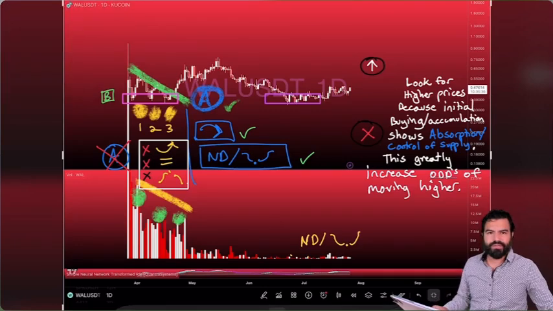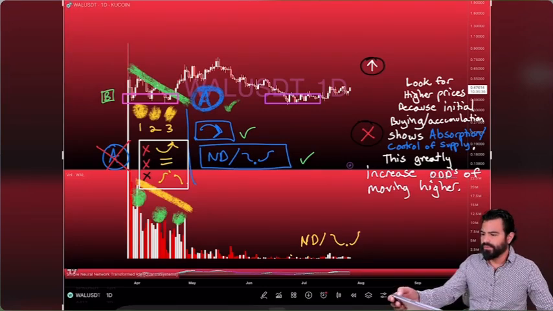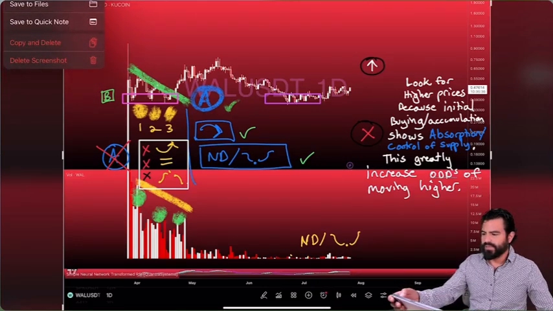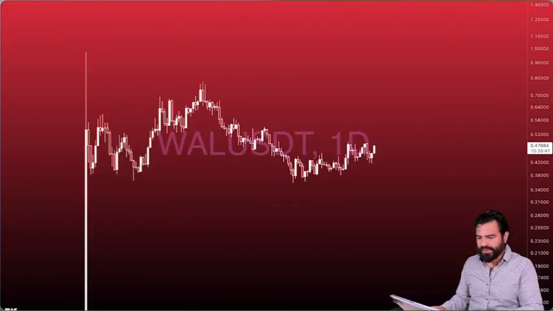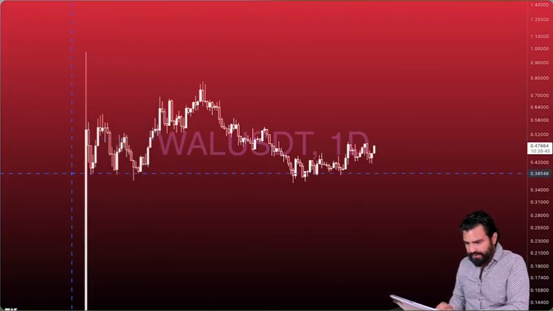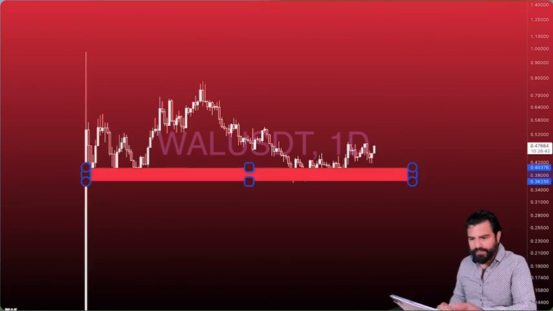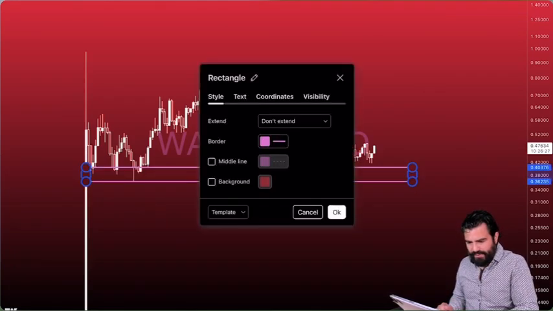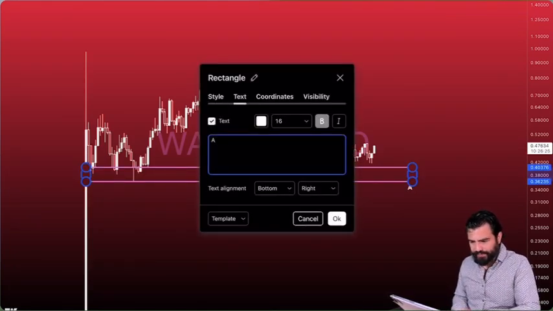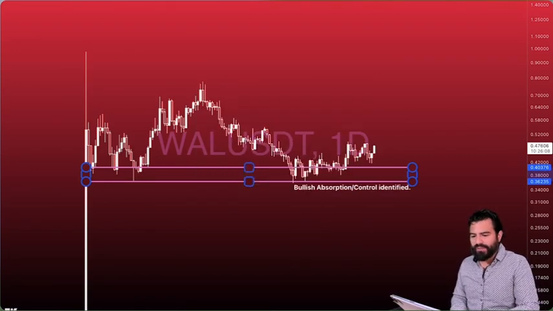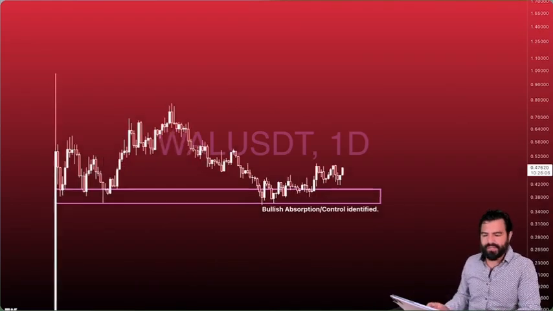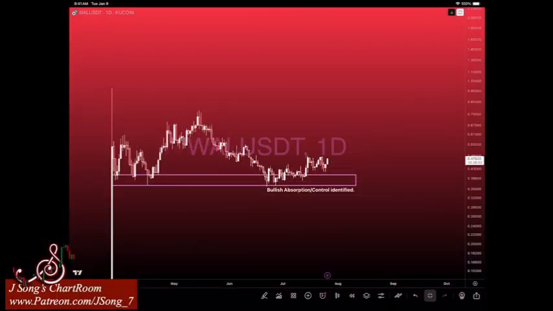Okay. This is a crypto called WARUS on KuCoin. So now let's draw, and I'm going to add a note to myself, and I'm going to type the letter A for absorption. Absorption / control identified. In this case, it's going to be bullish. So I'm going to put bullish, absorption / control identified. So I'm looking for higher prices from here. All right, so that's how I'm going to indicate that.